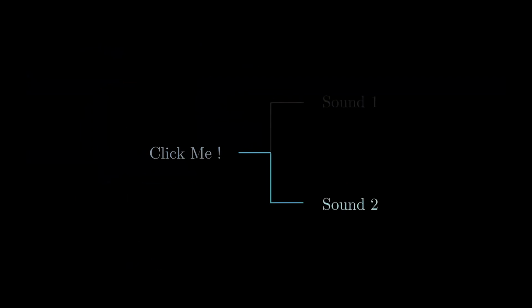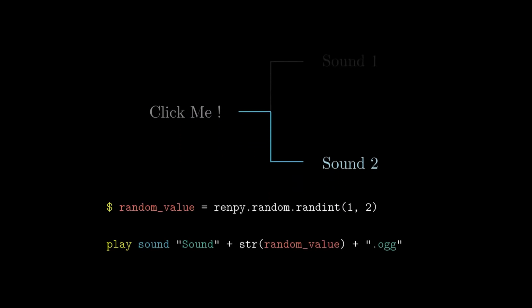In this scenario, each time you click a button, it will jump into a label script which makes a random sound. The code looks something like this. First, we set a random value between 1 and 2. And then based on this number, we play a sound, where the file's name is sound the number.ogg.